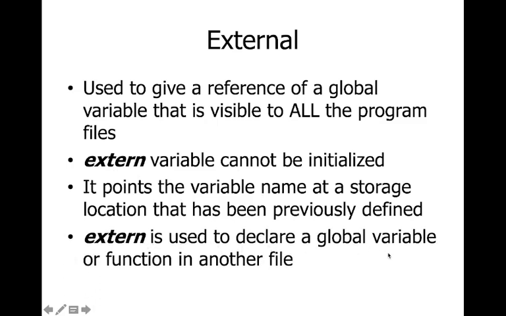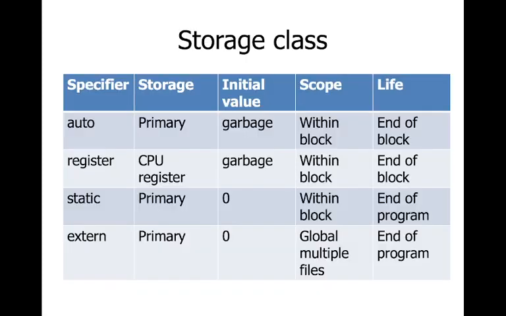Extern is used to declare a global variable or function in another file. So this variable might be used in some other file, then we can use this extern keyword. So that is about external. We won't be using external much. So this is the difference between all these.